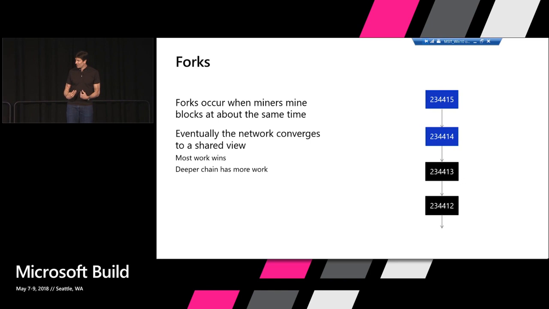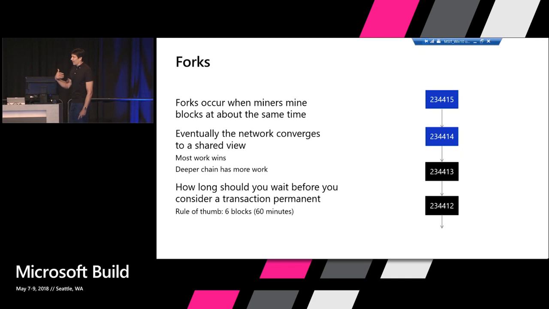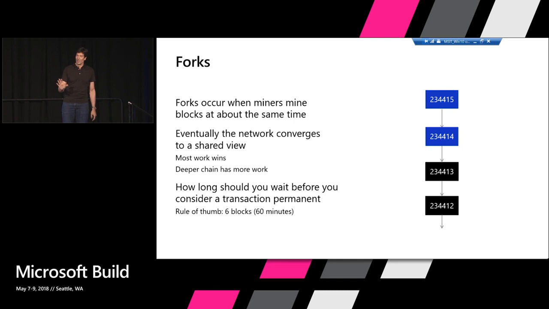So this is why the recommendation, when you accept a payment for some good, or looking at a transaction, is that you don't consider it really solid until it's got some depth in the blockchain. And the rule of thumb for any decent sized transaction is 6 blocks, which in the blockchain network is about 60 minutes, because in the blockchain network, the goal for solving that cryptographic puzzle is 10 minutes.